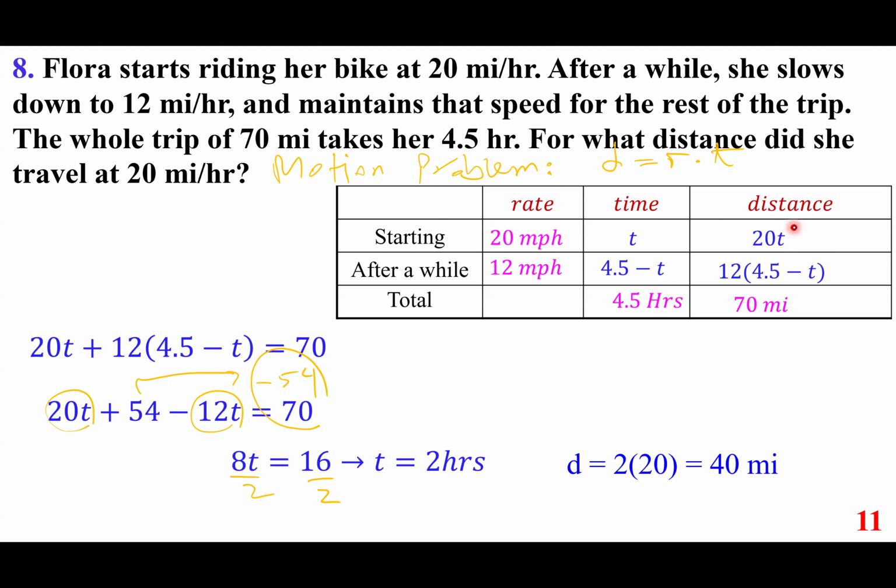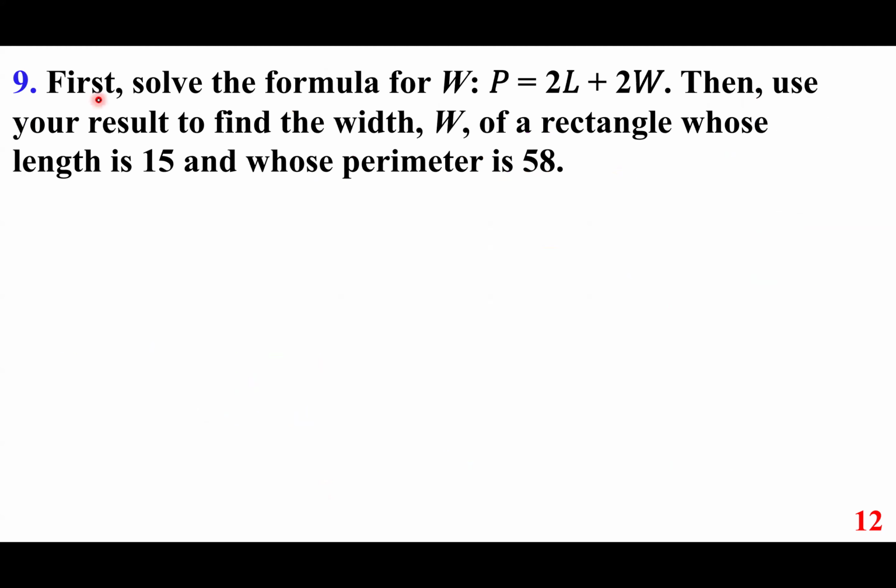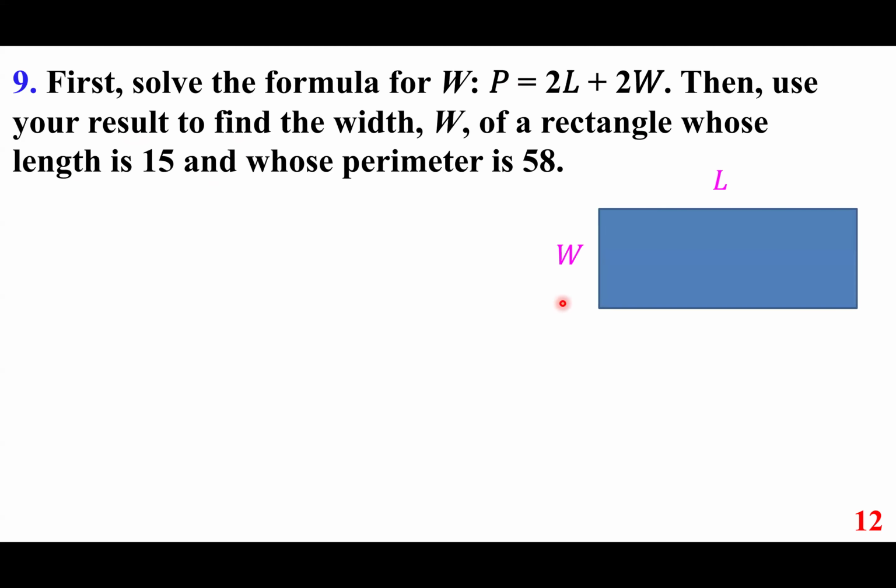All right. So very straightforward. First, solve the formula for W. P equals 2L plus 2W. This is the perimeter of a rectangular shape. Then use your result to find the width W of a rectangle whose length is 15 and whose perimeter is 58. So we have this shape, rectangular shape. Here's the width, here's the length. And P is 2L plus 2W.